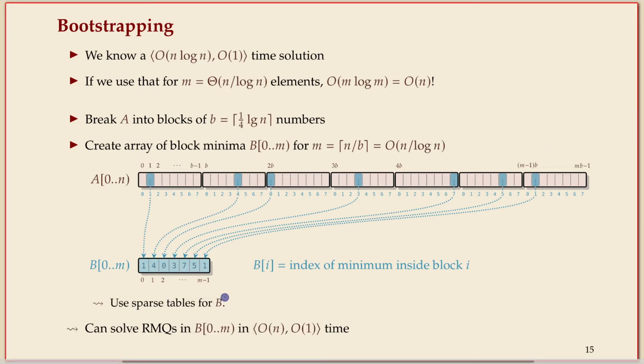If we use the sparse table data structure for this small array B, the overall space is order n for the preprocessing, and query time is constant. So we can solve range minimum queries on this array B. That's great, but it's not what we originally wanted, so it's not so clear yet how to make use of that.